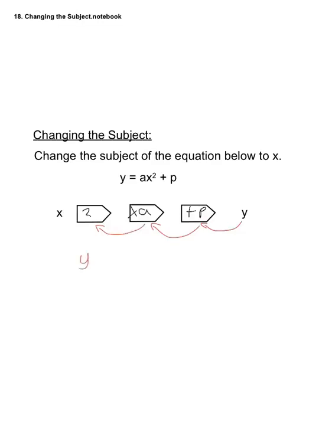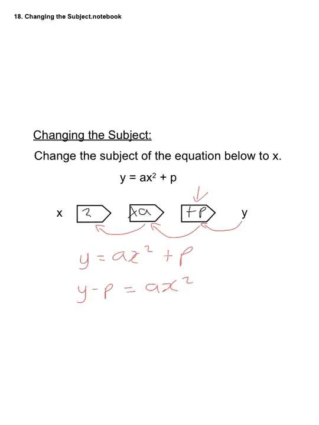We start off with the equation y is equal to ax squared plus p. The first thing we've been asked to do is take away p from both sides. So we get y minus p is equal to ax squared, and the plus p on the end disappears because we're taking away p from both sides of the equation. The next thing we're going to do is divide by a, because what's happening to x is it is being multiplied by a, so we're going to undo that.